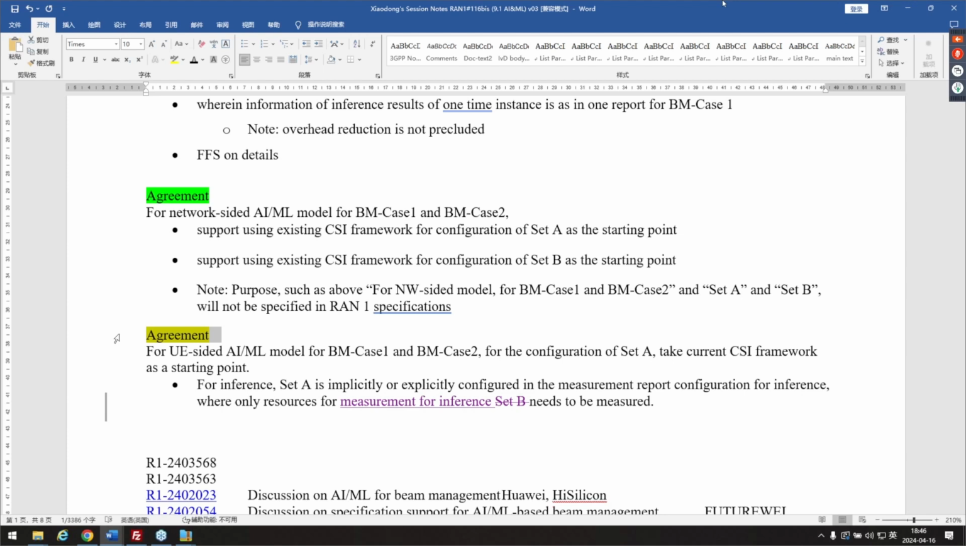Okay, now going back to this proposal. This means for UE-sided model, for configuration of set A, it will take the current CSI framework as a starting point, same as all others. But for inference, the set A may be implicitly or explicitly configured in the measurement report for inference. But it doesn't mean all the resources for set A, if configured, require measurement. That's the whole intention.